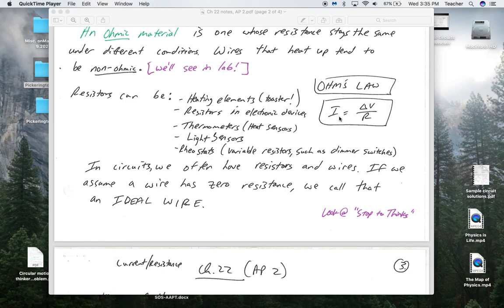This is the master law of figuring out circuits. It's Ohm's law. The current, which is the rate of flow, depends on the potential difference, which is like the push, divided by the resistance, which is the opposition to current flow. So this reminds me of acceleration. It's equal to net force over mass. It's a similar type thing where the numerator tells you the rate of something happening. So for example, acceleration is the rate of change of velocity. This is the rate of flow of charge.